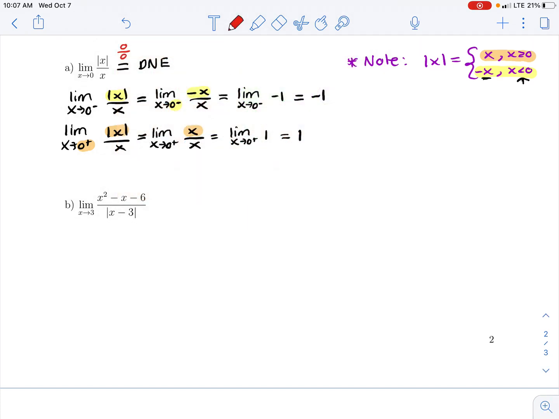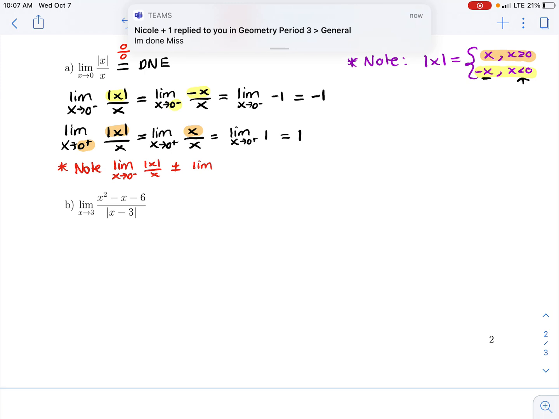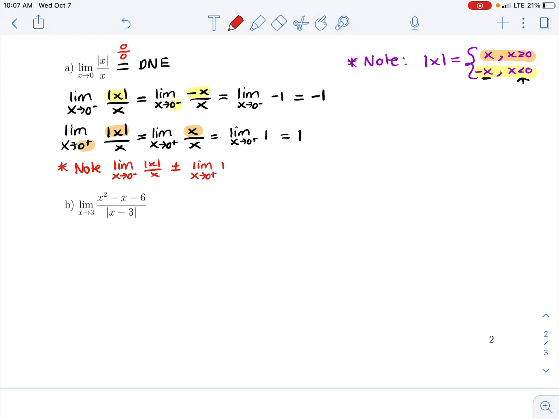Okay, and so here I'm going to note that to you. Note the limit as x approaches 0 from the left does not equal the limit as x approaches 0 from the right. And so the limit as x approaches 0 of absolute value of x over x does not exist.